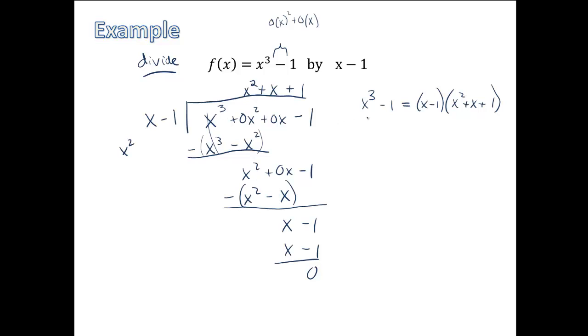Okay? Excuse me. You could also write it where we divide this out. You could write it like x cubed minus 1 over x minus 1 equals x squared plus x plus 1. There's no remainder, so that would be 0 over whatever's here. These are our two ways of writing it out.